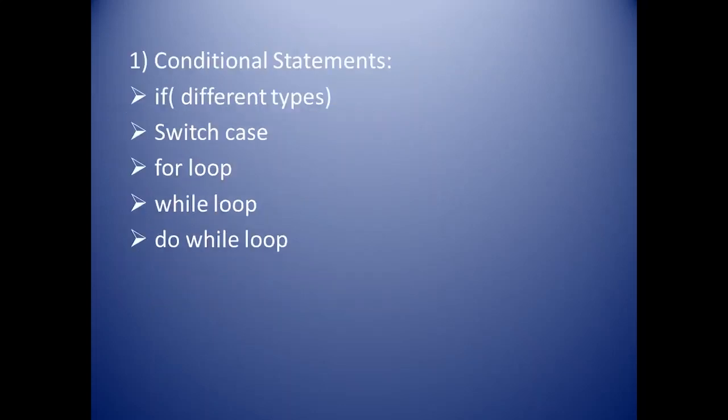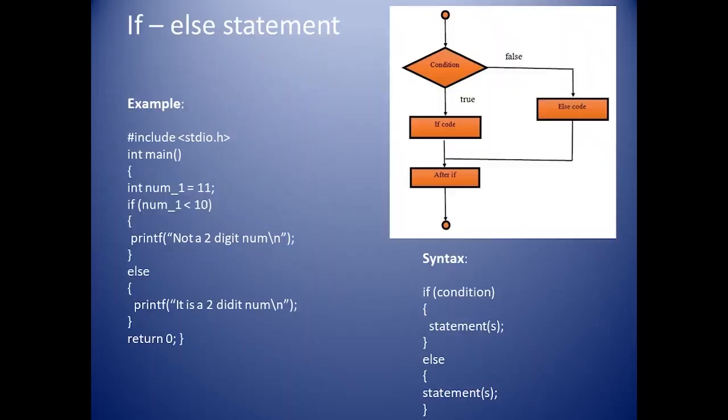First is the conditional statement. A conditional statement is basically used to produce an output based on a certain condition that you're given. Within conditional statements, there are many types like the if statements, for loops, while loops, switch cases, etc. So let's take a look at one of these statements.